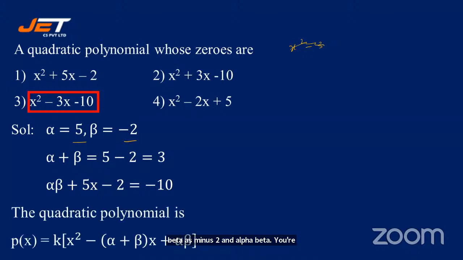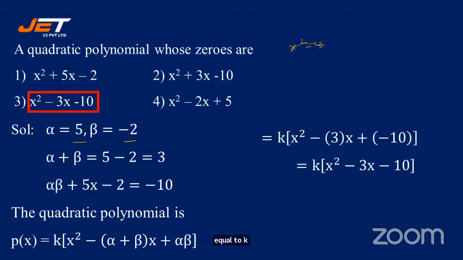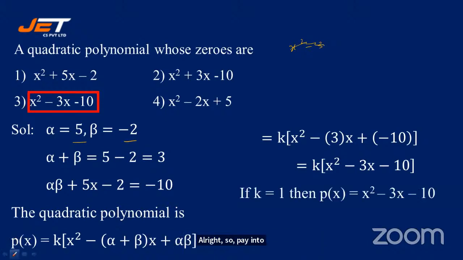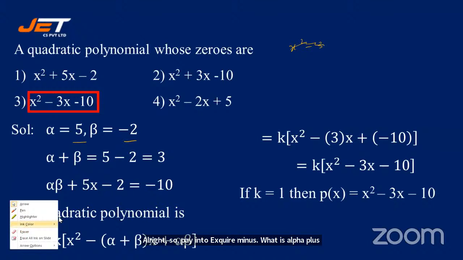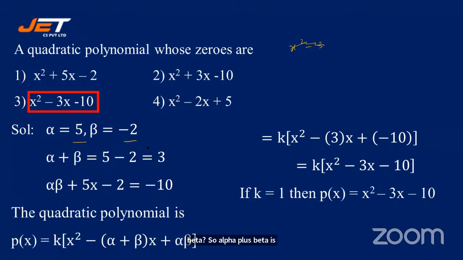So the quadratic polynomial is P of x is equal to k into x square minus alpha plus beta into x plus alpha beta. So k into x square minus, what is alpha plus beta? Alpha plus beta is 3, isn't it? And what is alpha beta? It is minus 10. So x square minus 3 into x plus, so here we are getting minus 10.